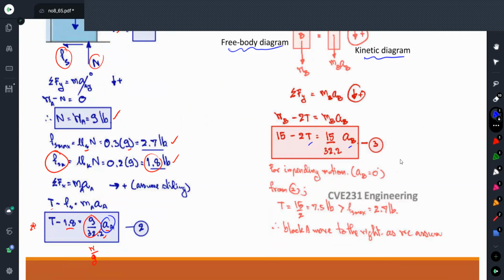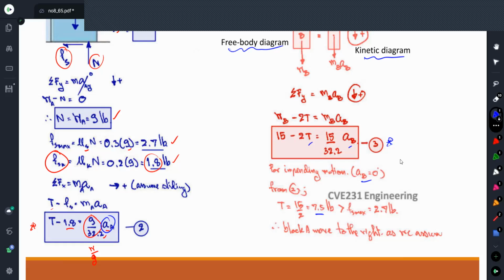Okay, but before that, we may check the impending motion for equation number 3. For the impending motion, what does it mean? It means that it is just starting to have motion. That is, we may set up the static case, where AB becomes 0 and it starts moving. Starting with AB equal to 0 for that position, we found that the tension becomes 7.5 pounds.